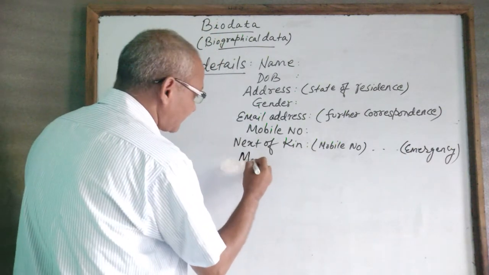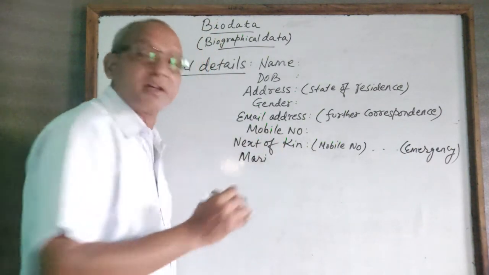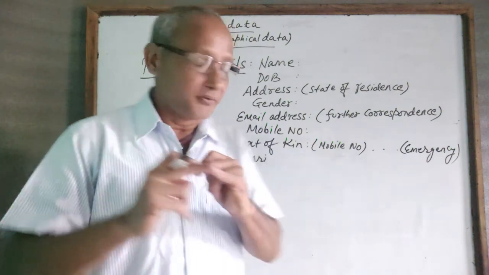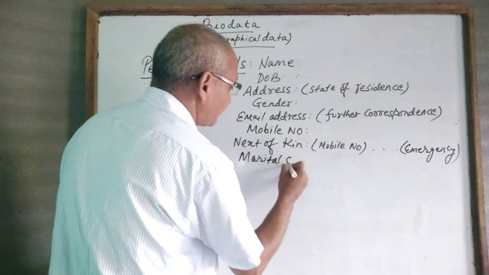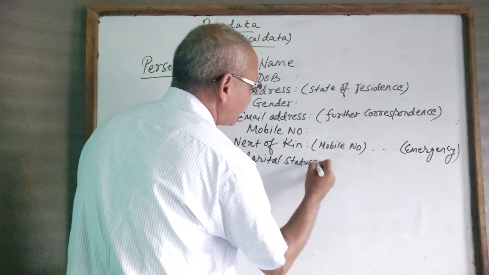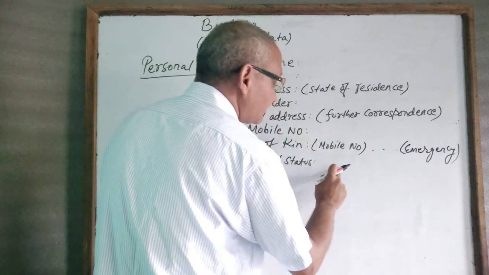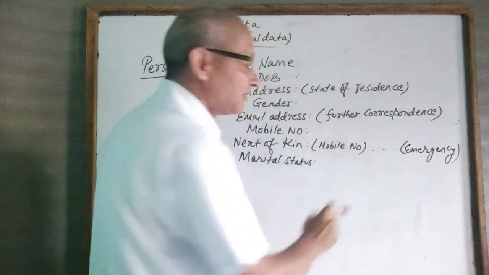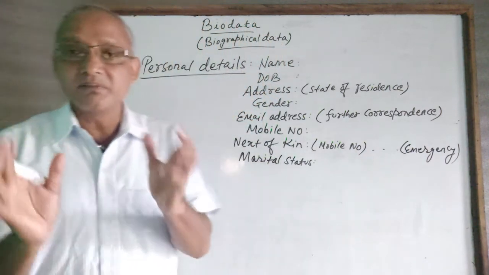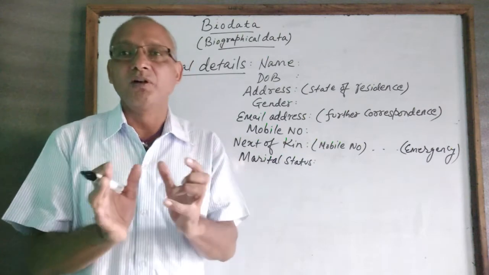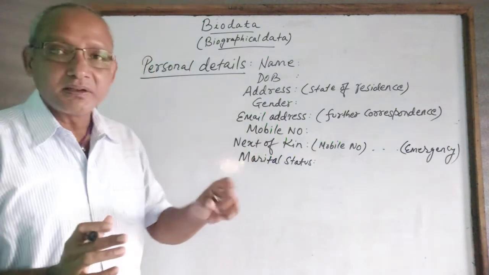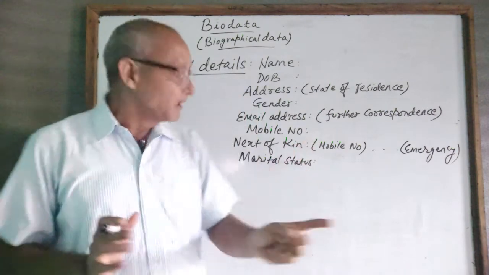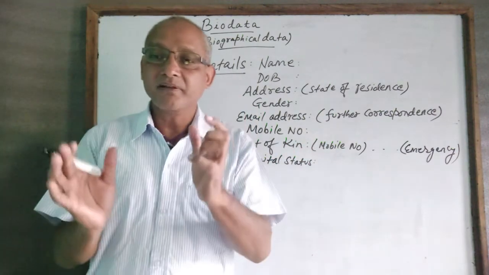Now, marital status. Now, listen here. When we are talking about marital status, you could write married, unmarried, or whatever it may be. Because some companies, they seek for your status, and accordingly they would be assigning you the job. Now this is also one important factor.